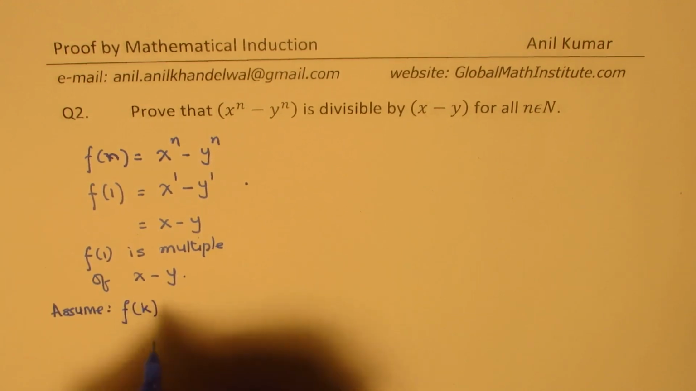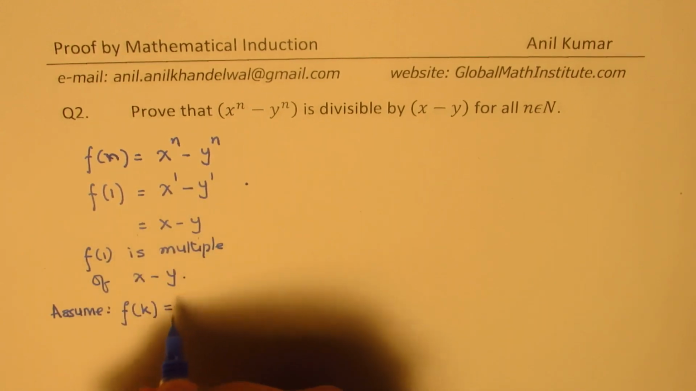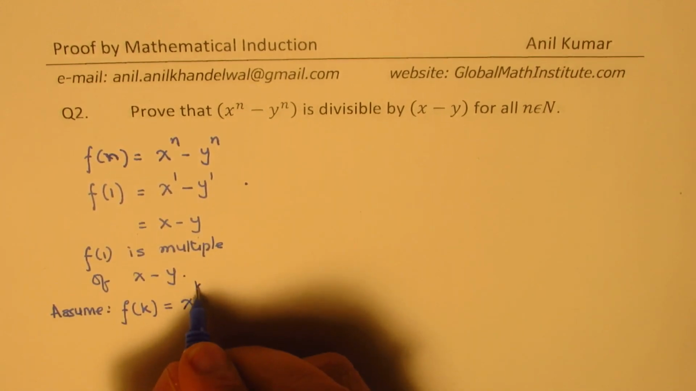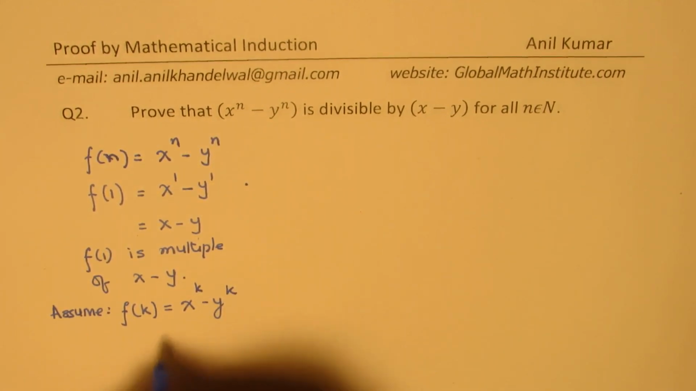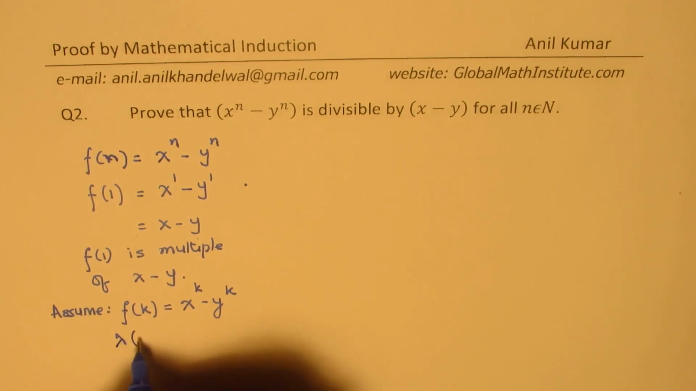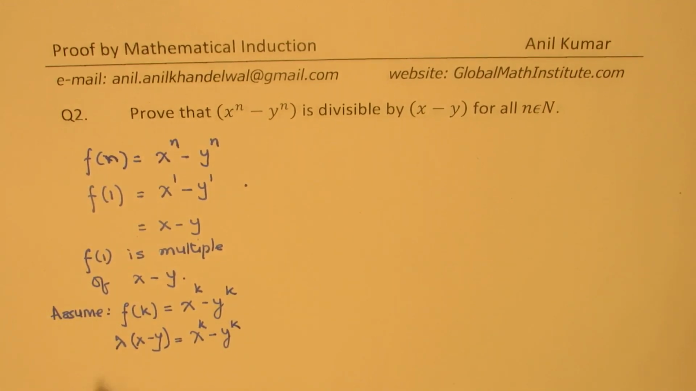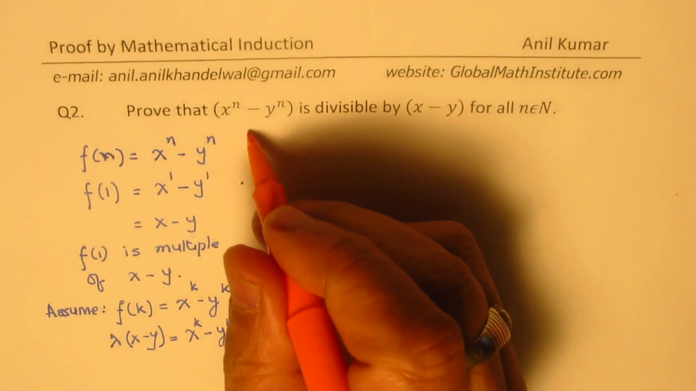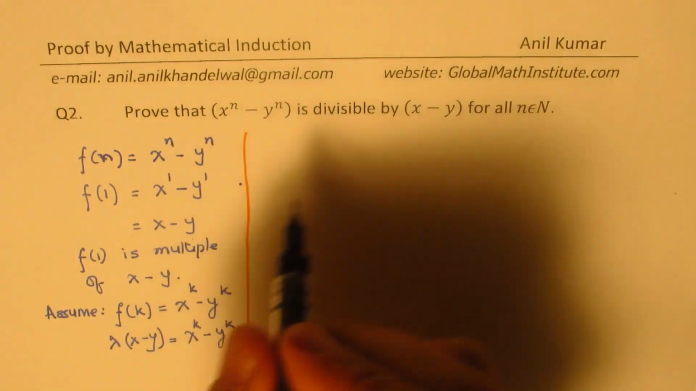Now we'll assume f(k), any general term, to be a multiple of x minus y. So we'll write this as x to the power of k minus y to the power of k, and we'll assume this to be equal to lambda times x minus y. Correct? So that is the assumption. Now the idea is that we need to prove that f(k+1) is divisible by x minus y, right?